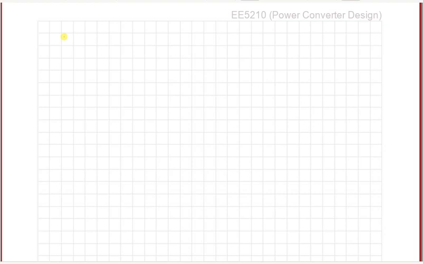So we have been looking at the operation and the design of the step down or the buck converter. In the last class we have seen how to design the buck converter for a given set of specifications, assuming both continuous conduction mode as well as discontinuous conduction mode, and we have seen the waveforms as well.